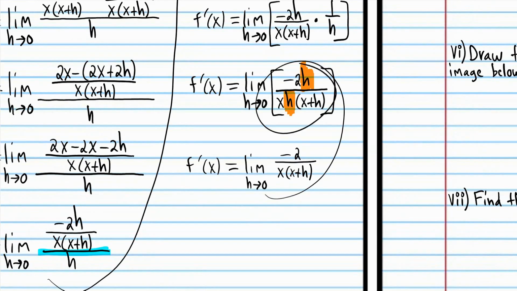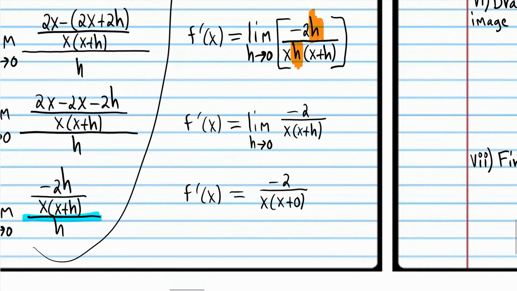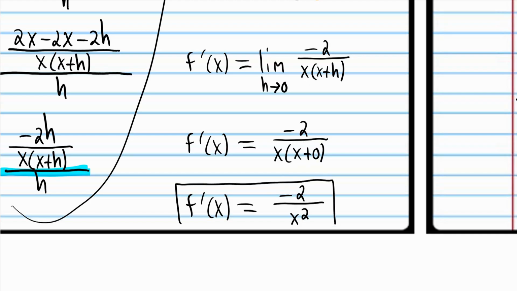And again, if we let h equal 0 up here, we get 0 divided by 0. But now, if we let h equal 0, and remember, when you do that, the limit notation disappears, then we get negative 2 over x times x, which is x squared, because x plus 0 is just x, right? So this is the derivative function.